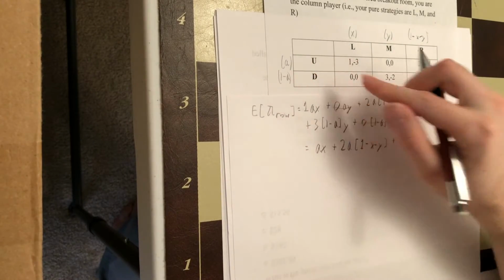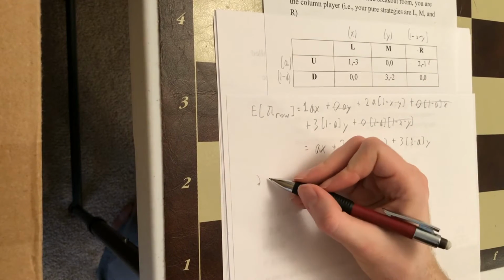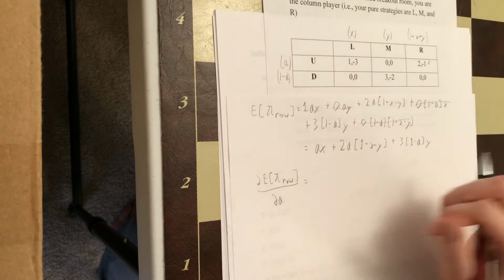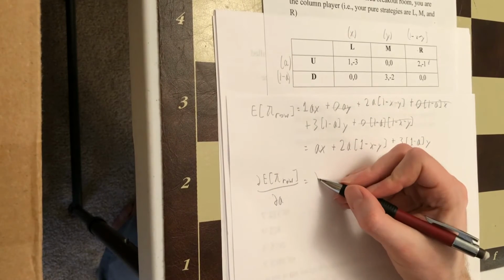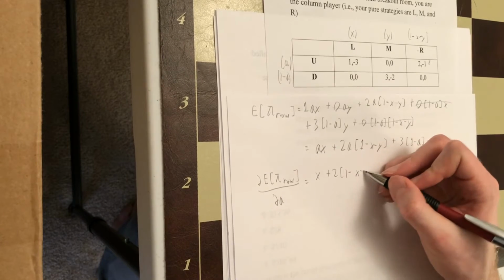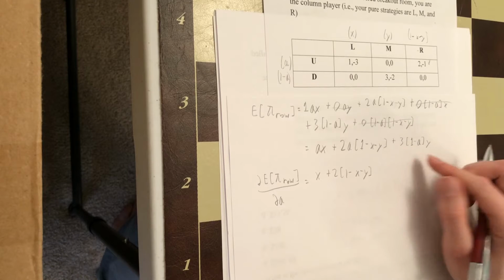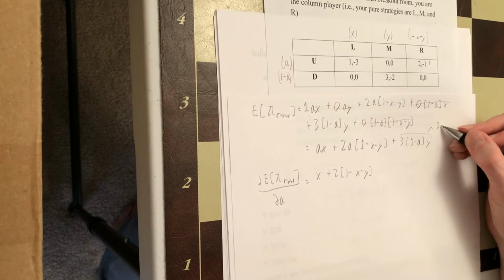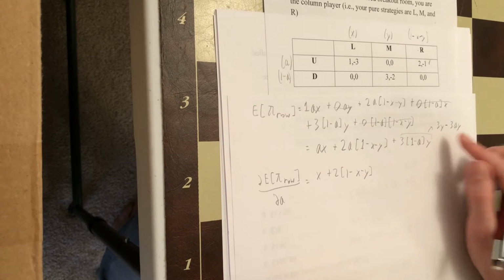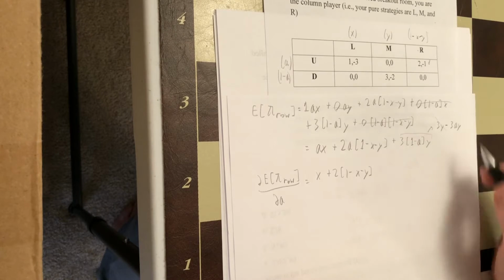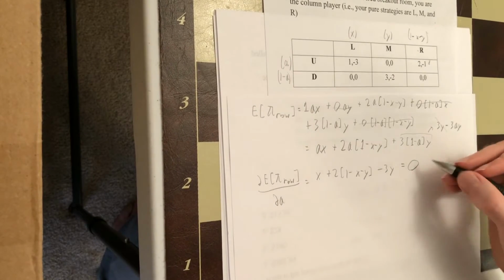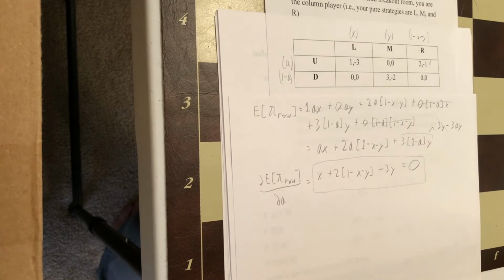So our row player controls either U or D, so they're controlling A. So you take the partial derivative with respect to A. A times X, when taking a derivative with respect to A, will be just X. And over here, the A is going to go away. You're left with 2 times 1 minus X minus Y. And this one expands to 3Y minus 3AY. But the derivative with respect to A treats that Y term like a constant, so that just goes away, and you get minus 3Y. So that's our condition for the row player.